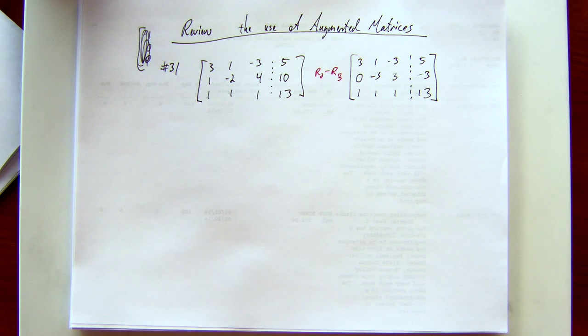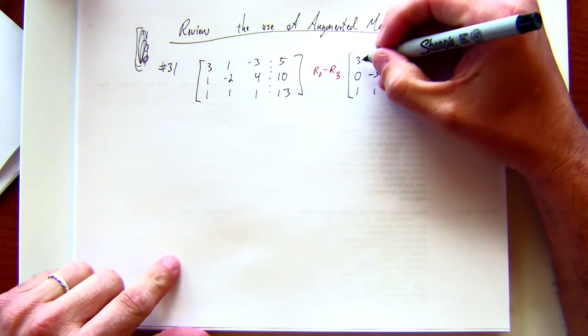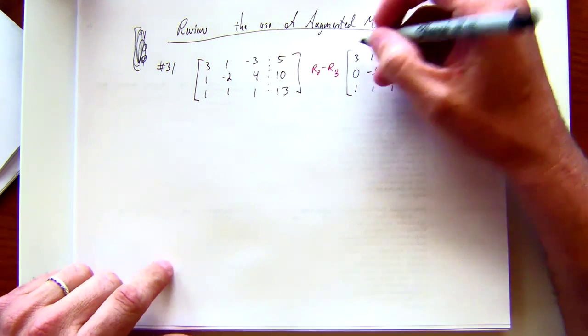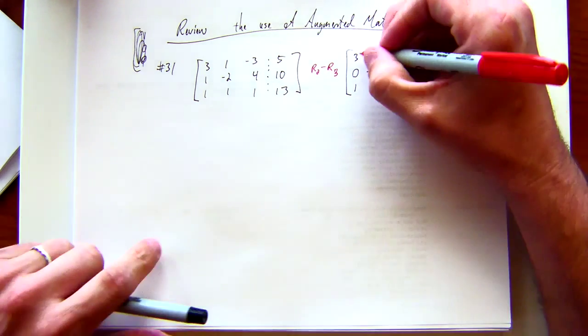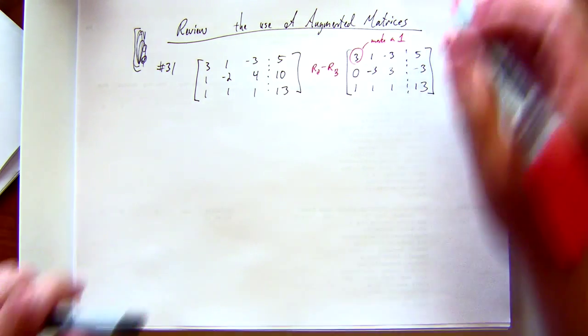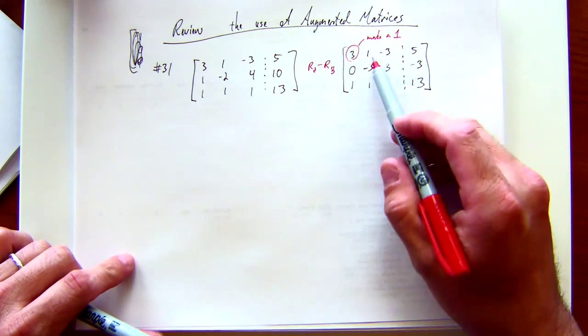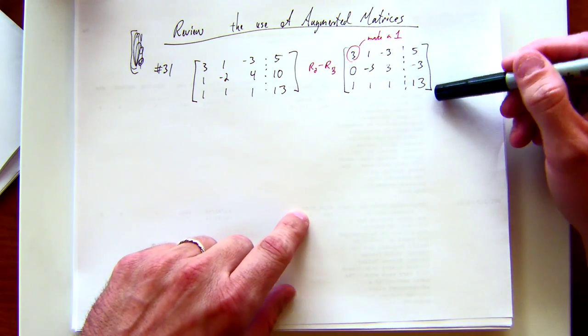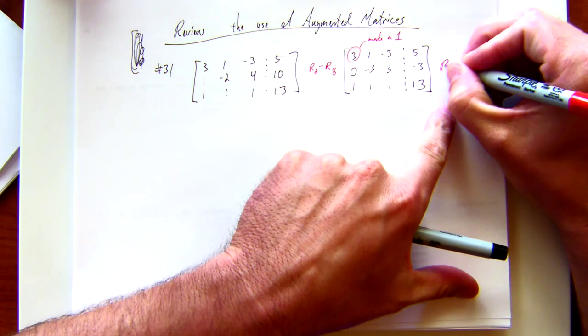Now let's see. We want to try to make this guy a 1. So what I want to do is try to make this a 1. How can I make that a 1? Now, I could divide it by 3, but then that's going to give me some fractions. So do you have any other ideas? We could just switch row 1 and row 3 if we want to. Let's just do that.